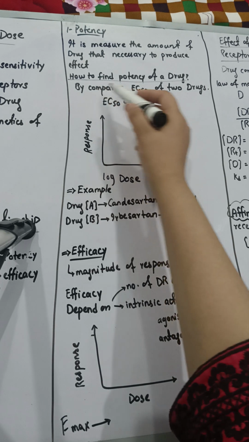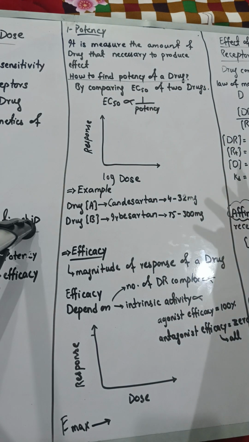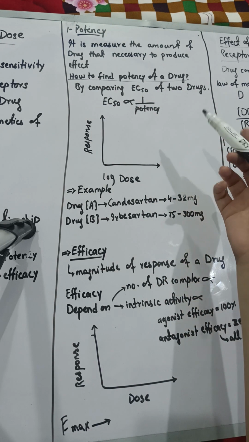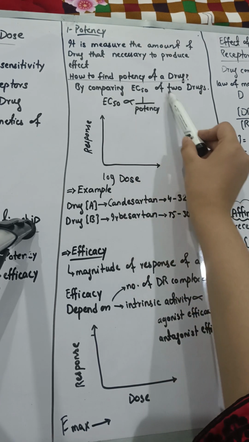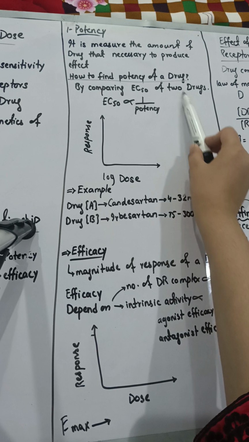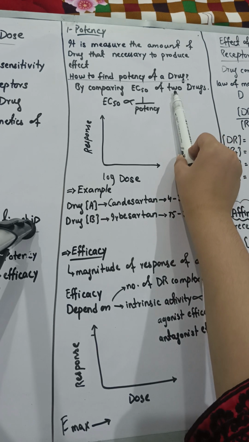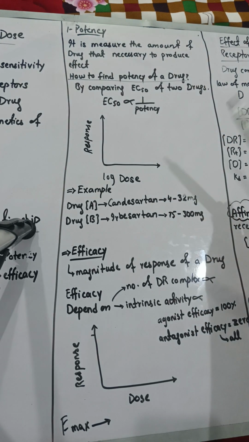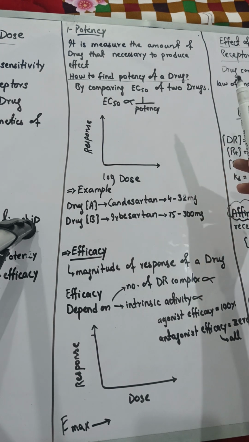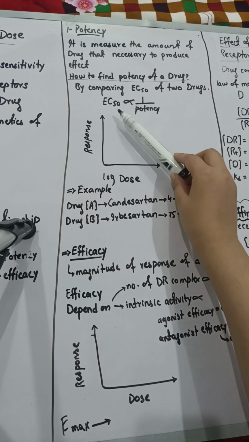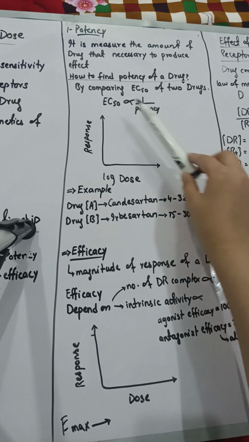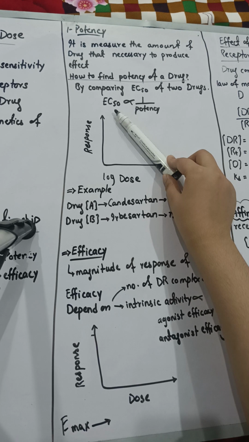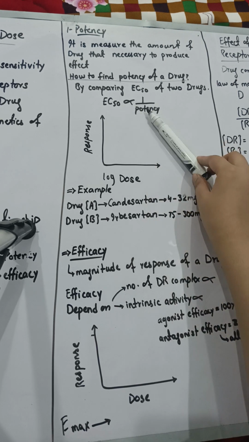Now, how can you find the potency of a particular drug? You can find out the potency of a drug by comparing the EC50 of two drugs. Two drugs will be given to you and you will compare their EC50, and by comparing EC50 you can find out the potency. One thing you have to remember: EC50 is inversely proportional to potency. The drug with higher EC50 will have low potency.